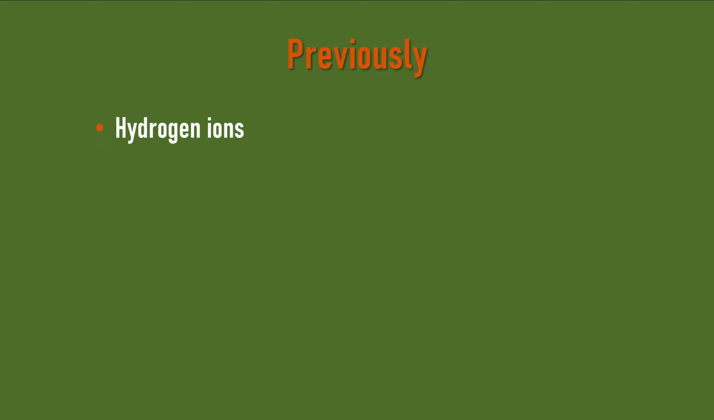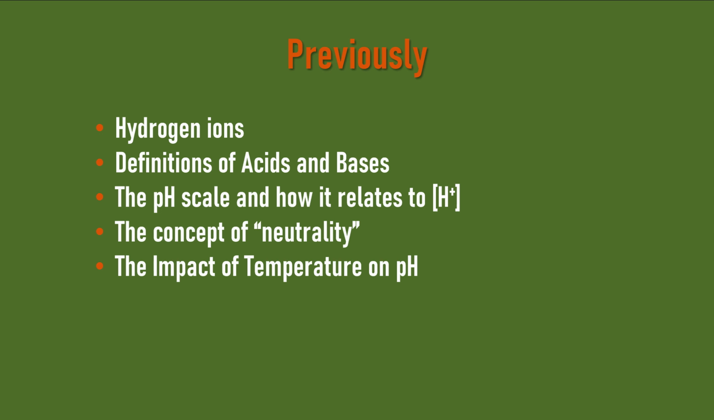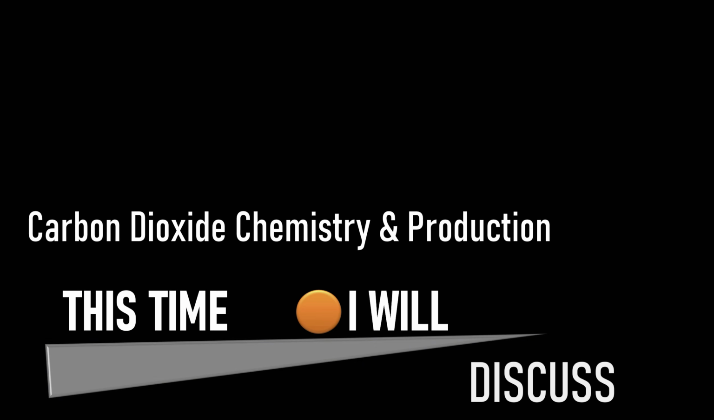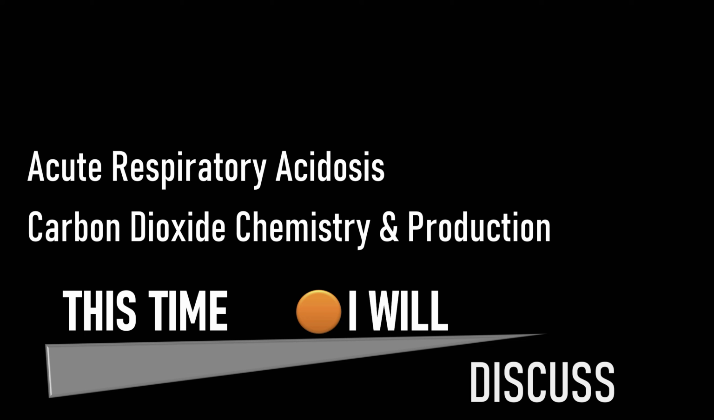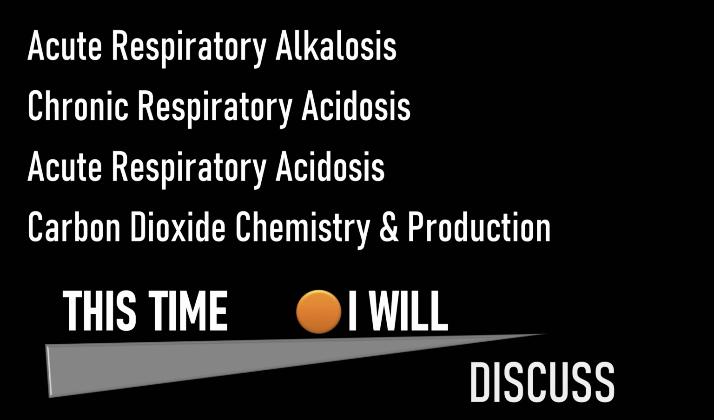Previously I discussed hydrogen ions, the definition of acids and bases, the pH scale and how it relates to the hydrogen ion activity, the concept of neutrality, the impact of temperature on pH, the terminology of acidosis, alkalosis, and the concepts of respiratory and metabolic acidosis and alkalosis. This time I will discuss carbon dioxide chemistry and production, acute respiratory acidosis, chronic respiratory acidosis, and acute respiratory alkalosis.